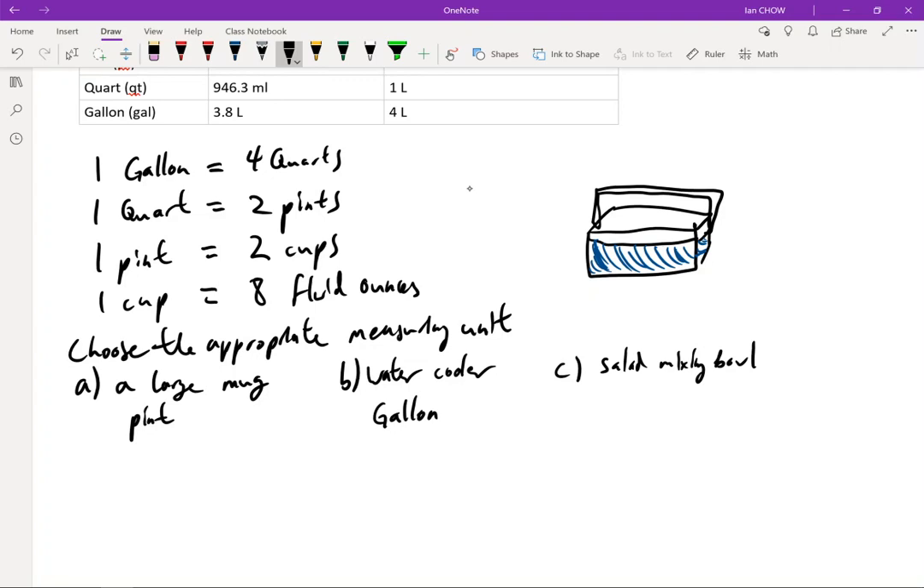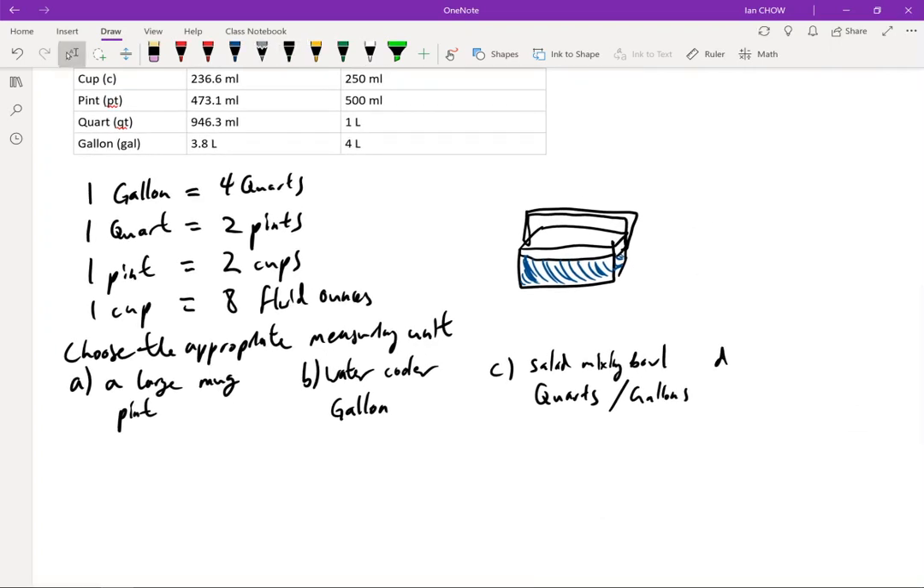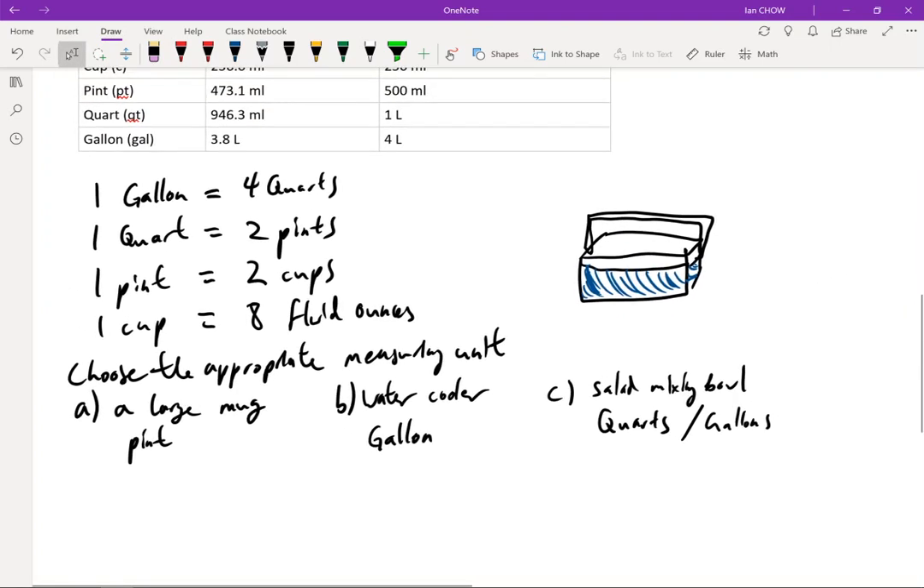What about a salad mixing bowl? How big do you think a salad mixing bowl is? I think it can fit up to 2 liters maybe. So for a small salad bowl, you can measure that in quarts, or for a really big one, you can probably measure that in gallons as well. Maybe up to just 1 gallon. That would be as big as a salad mixing bowl. Let's do one more. What about a fish tank? That's quite obvious. That's going to be gallons for sure.